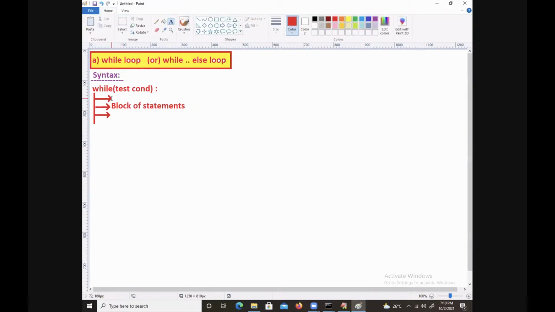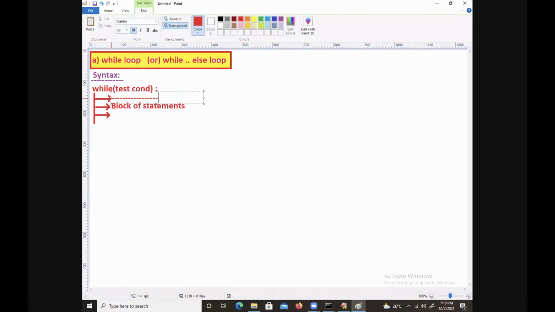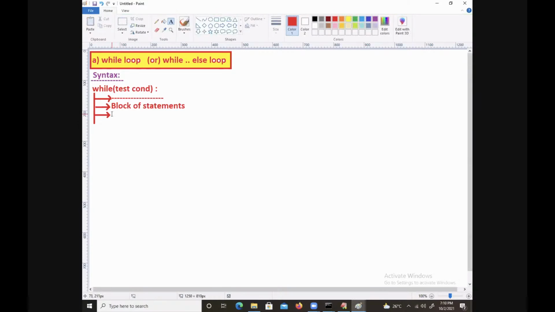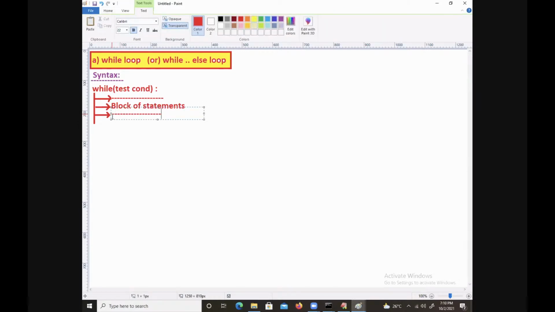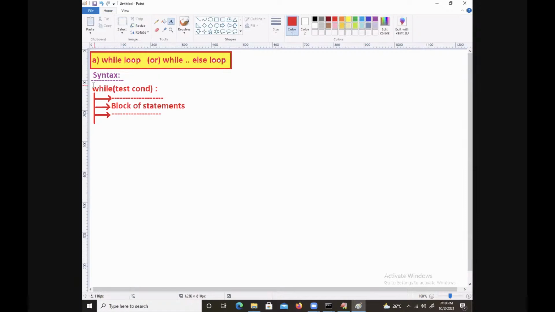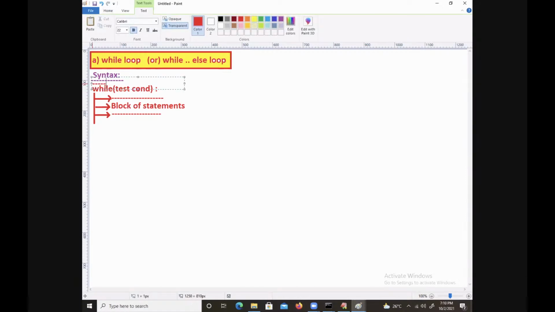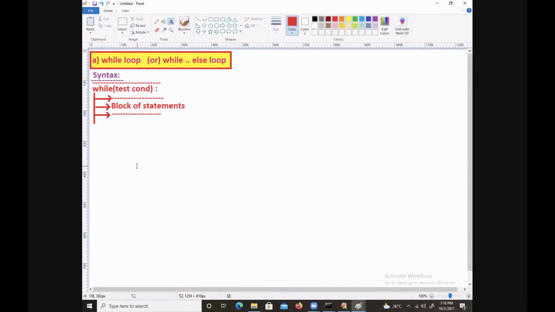Before that, some statements are there, and after that, some more statements are there. And before that, if you want to go for any initialization, I can take it. I'm mentioning it with a red line; it is nothing but the initialization part you can take care of. Not an issue.